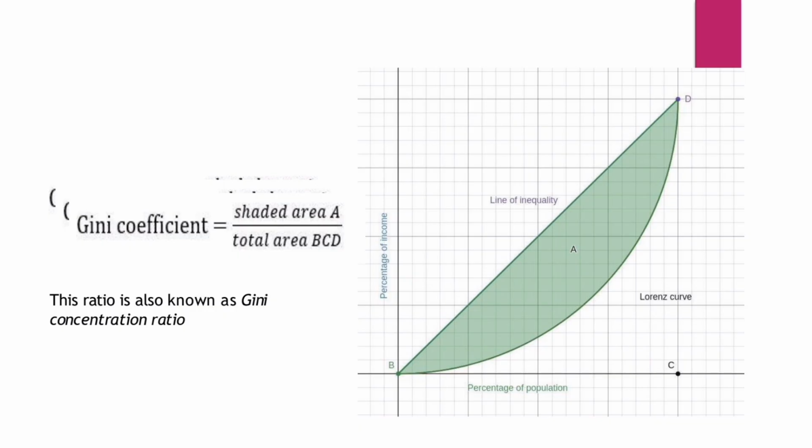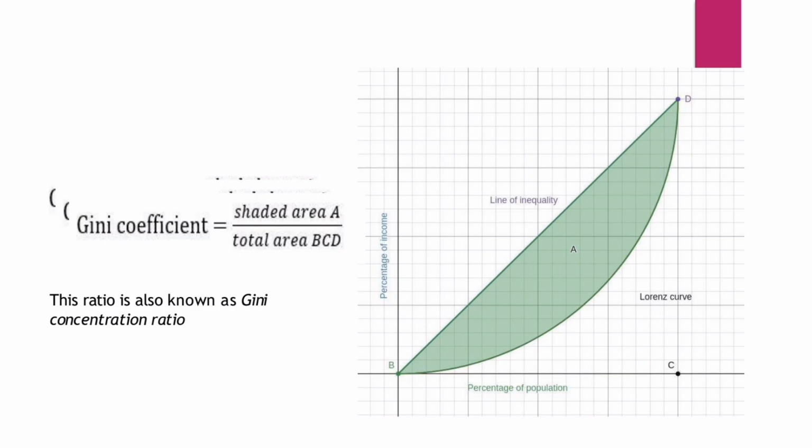Gini coefficient formula. The Gini coefficient is calculated using the formula: Gini coefficient equals shaded area A divided by total area BCD. A is the area between the Lorenz curve and the line of equality. BCD is the total area under the line of equality. The larger the value of A, the greater the inequality. This ratio is also known as the Gini concentration ratio. Higher Gini values indicate greater income inequality, while lower values show a more balanced distribution. By understanding the Gini coefficient, policymakers can assess economic disparities and develop strategies to promote fair income distribution.